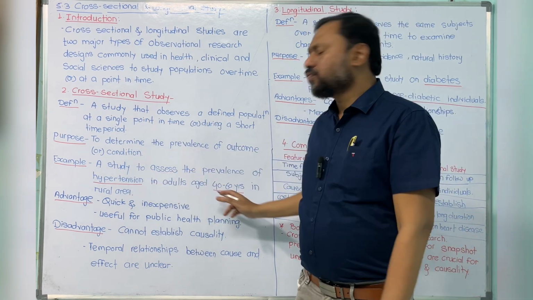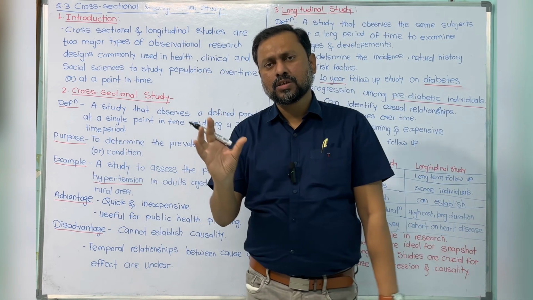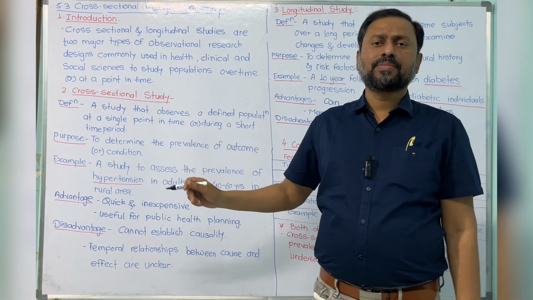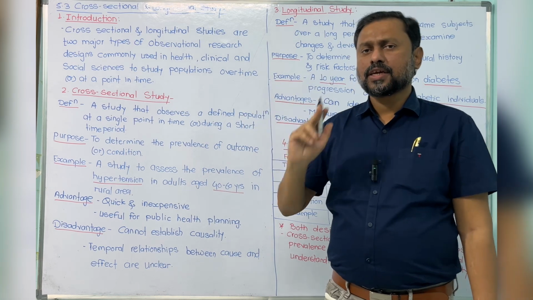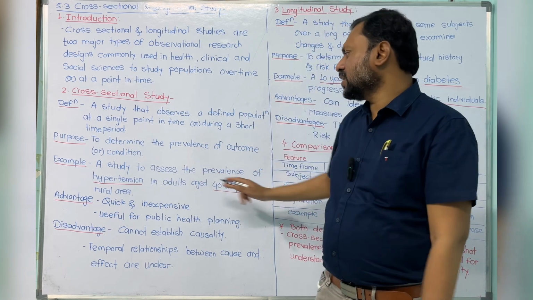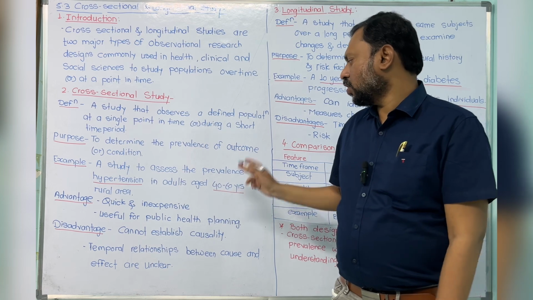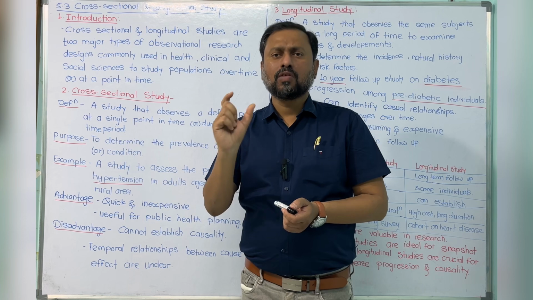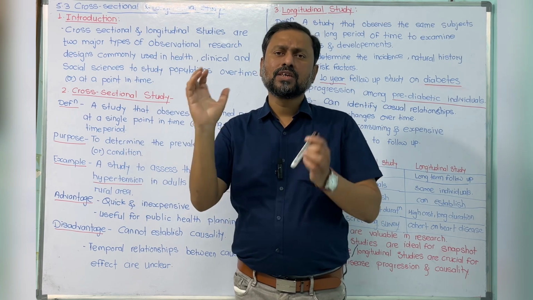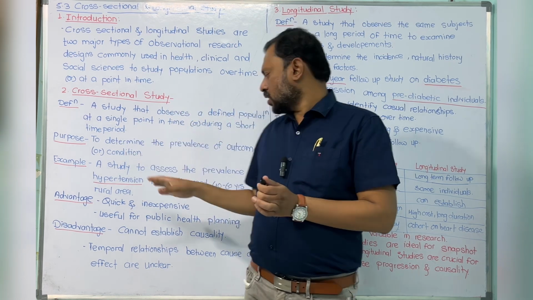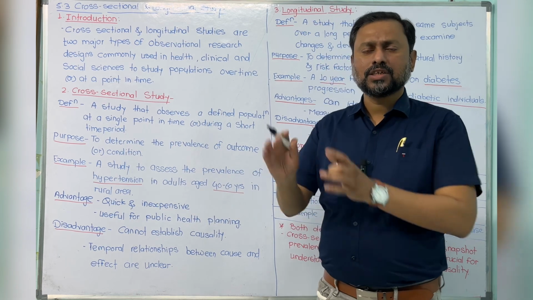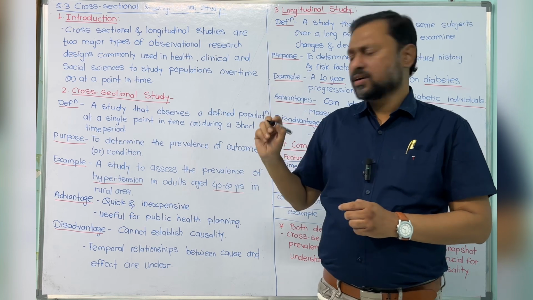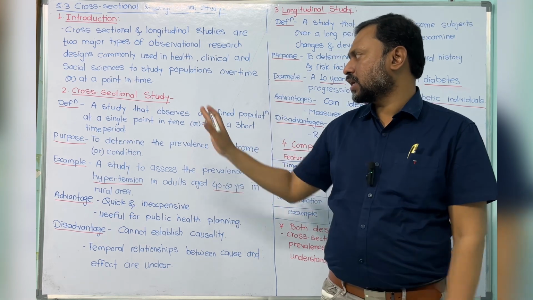Example, 40 to 60 years. Suppose in one village you are gathering information, checking the BP, blood pressure, among 40 to 60 years patients. A study assesses the prevalence of hypertension in adults aged 40 to 60 years. Simply, it means that in a short period of time, in one day or in 2-3 days, you are collecting the BP of the whole village, ages 40 to 60. You are just observing and noting down in your records. That much only you are doing here in the cross-sectional study.